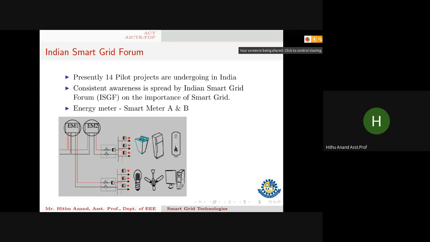Before that, let us see what the scenario of Indian smart grid projects is. The Indian government had 14 pilot projects. Pondicherry, a union territory, is where the Pondicherry Electricity Department is combining with the smart grid of India to have smart meters installed, as well as rooftop solar panels.